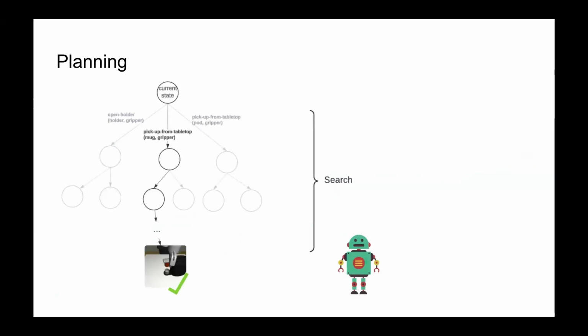So at the core of symbolic planning is really just search. Given a goal state, which is this state, the robot detects what the current state is. The current state checks which operators are applicable, meaning their preconditions are satisfied. So these three operators are applicable.